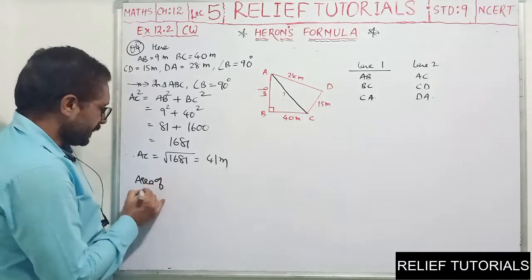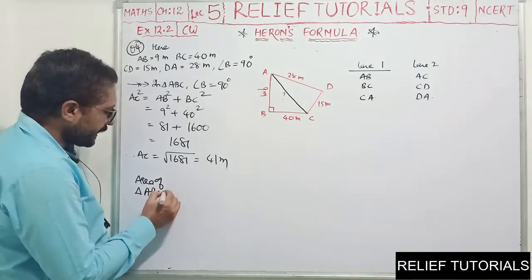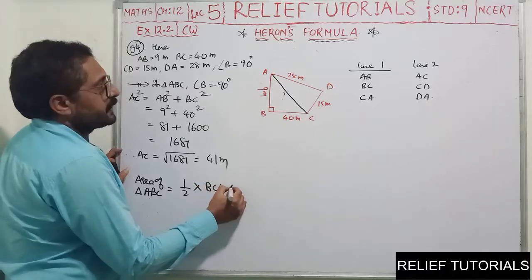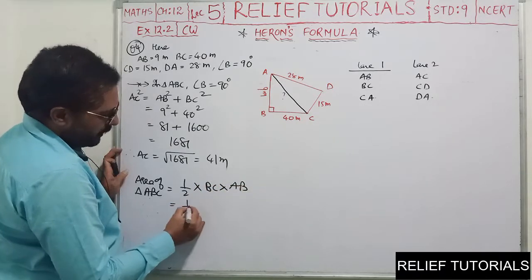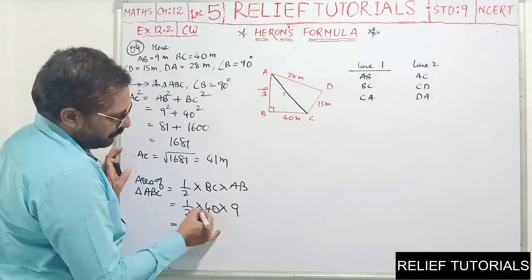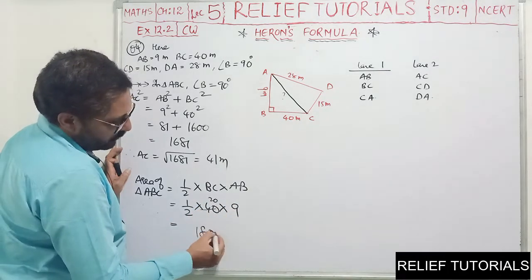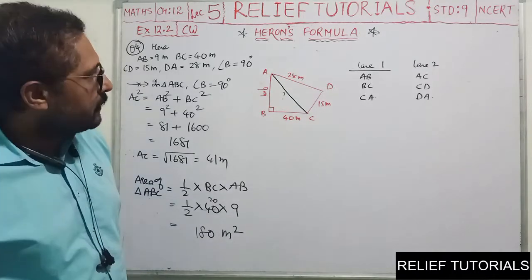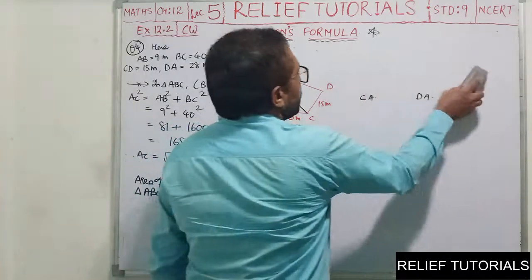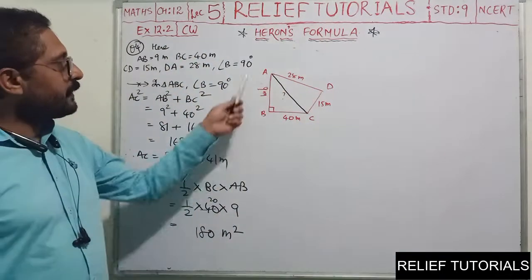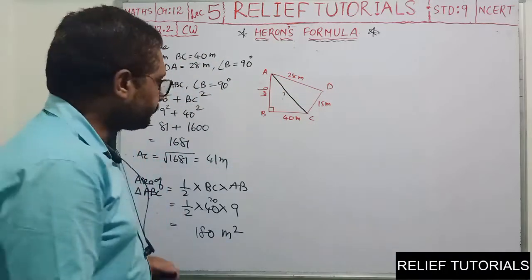Now we'll find the area of triangle ABC. It is a right angle triangle, so half into base BC into altitude AB. So half into base 40 into 9. Half of 40 is 20, 20 nines are 180, so that is equal to 180 meter square. So very simple, we got the area of triangle ABC. Now we will find the area of triangle ADC.